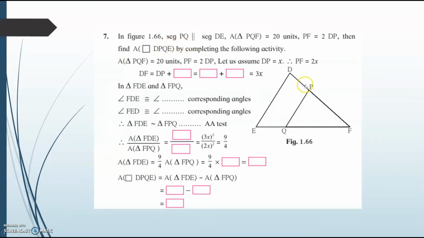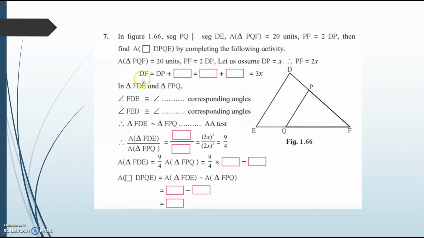In the figure, segment PQ is parallel to segment DE. Area of triangle PQF is equal to 20 square units. PF is 2 DP. Then find area of quadrilateral DPQE by completing the following activity. Area of triangle PQF is given to be 20 square units actually. PF is equal to 2 DP.